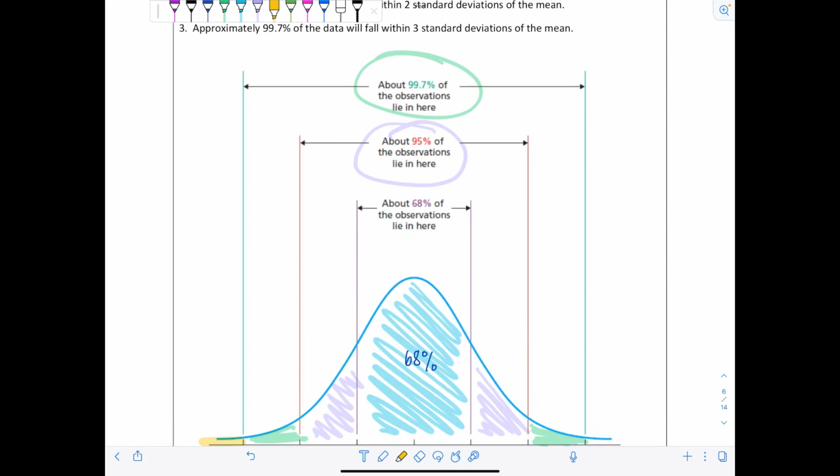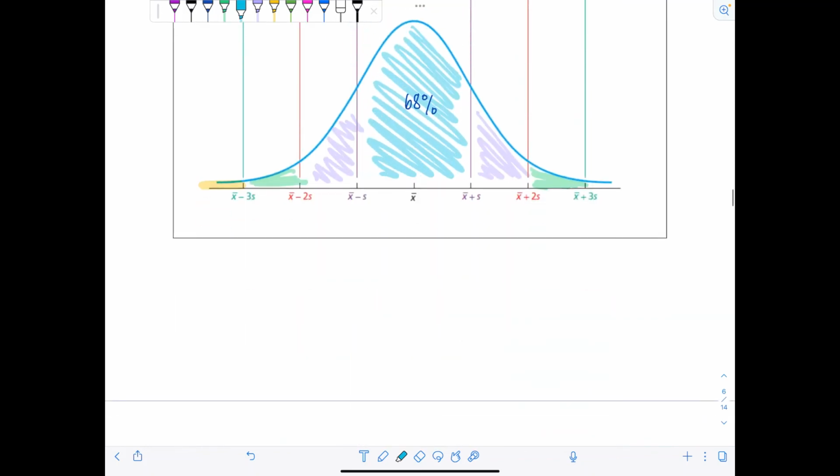So let's look at an example. You've got to just memorize these numbers. You got them? 68, 95, 99.7. Put them on your note card. That way you're ready when the midterm comes. Okay. Let's look at some examples. These are fun, don't worry.